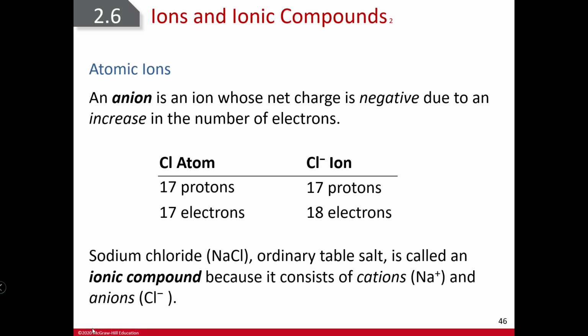Nonmetals, like chlorine, which is in group 17. So the nonmetals are on the right-hand side of the periodic table. We have fluorine, we have chlorine, we have bromine.